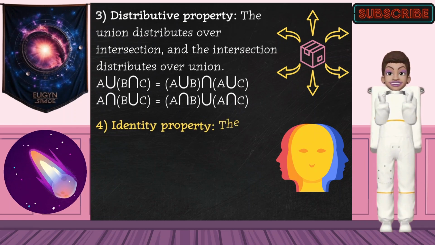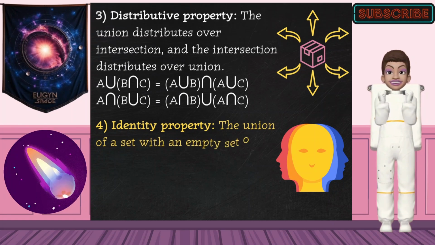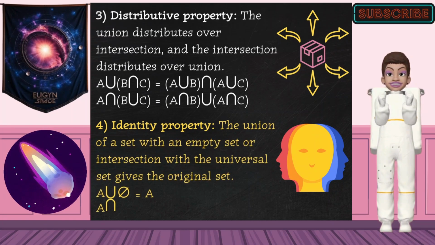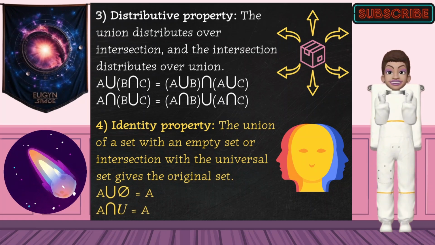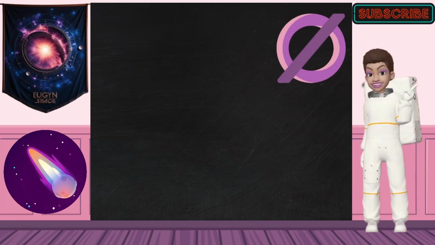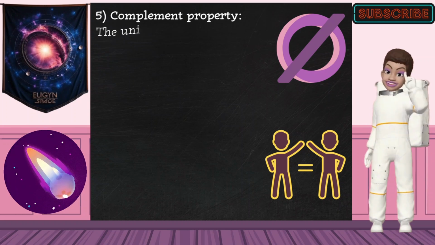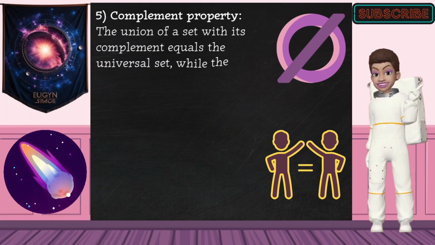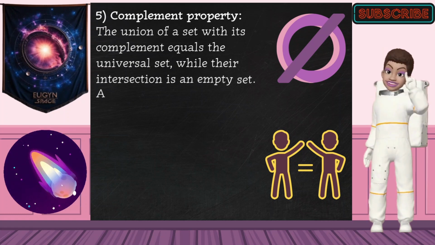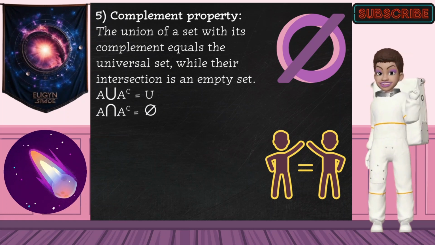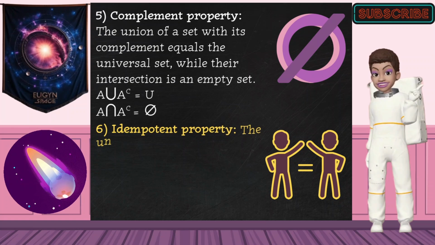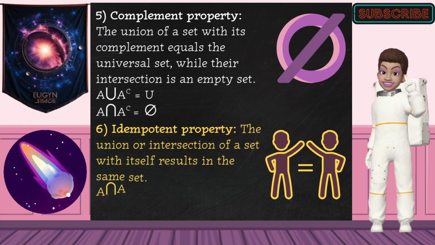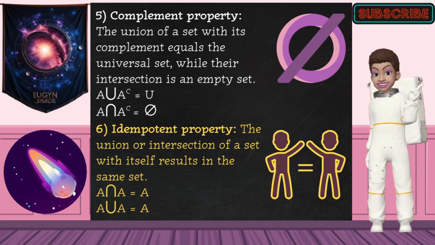4. The identity property states that the union of a set with an empty set or intersection with the universal set gives the original set. 5. The complement property states that the union of a set with its complement equals the universal set, while their intersection is an empty set. 6. The idempotent property states that the union or intersection of a set with itself results in the same set.